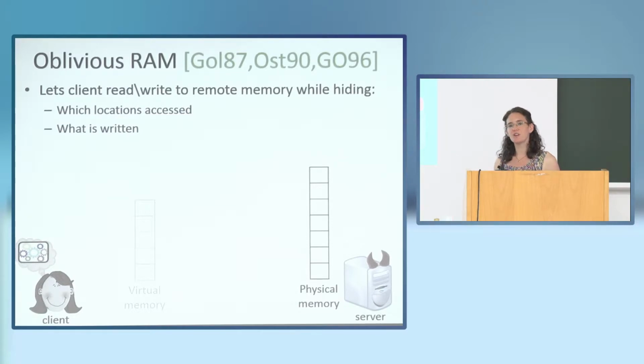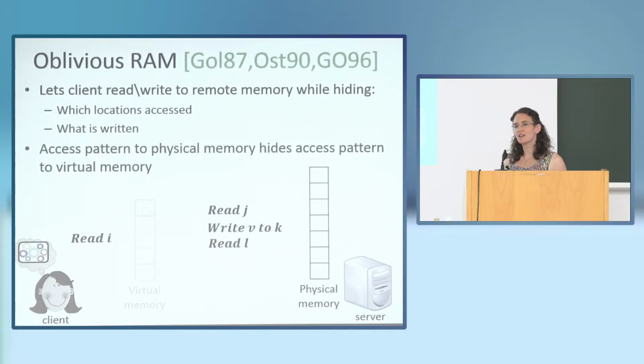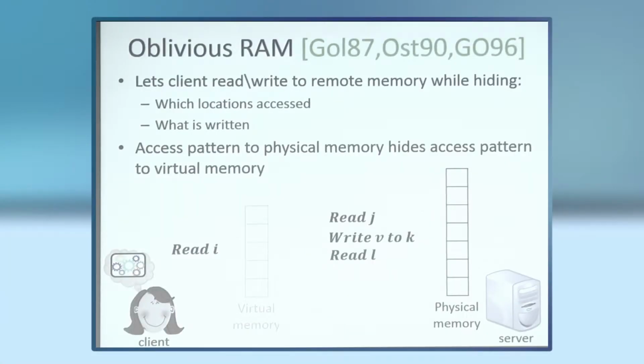And this should hold even if the server is maliciously corrupted. So this means that the physical access pattern, the actual access you make to the memory on the server, hides the access pattern to virtual memory. In particular, if you want to read one location, you might perform several operations on the server. You might even write to the server, even though you're not writing anything to your actual virtual memory, just as preparation for future operations so that you can preserve obliviousness.